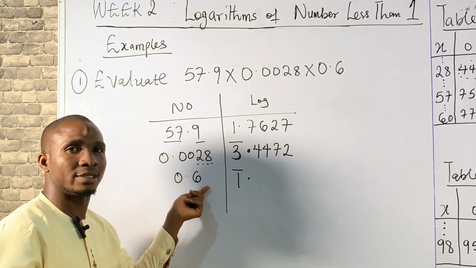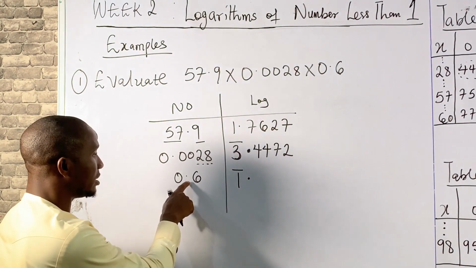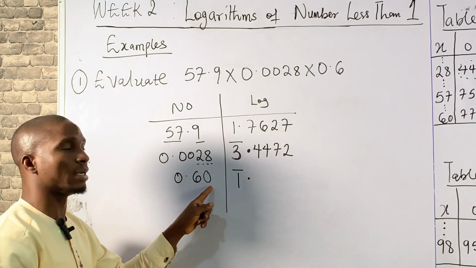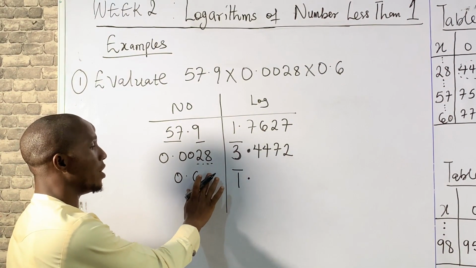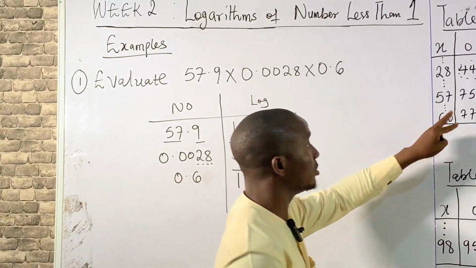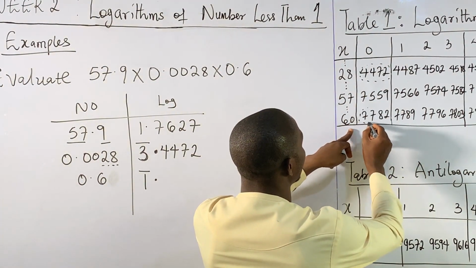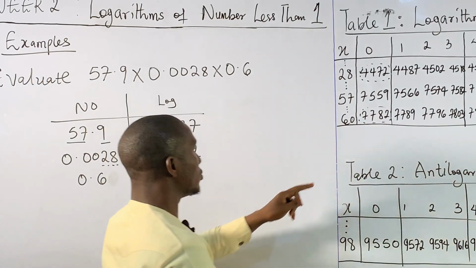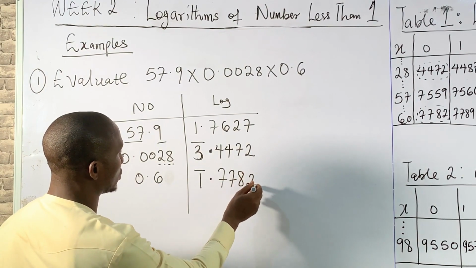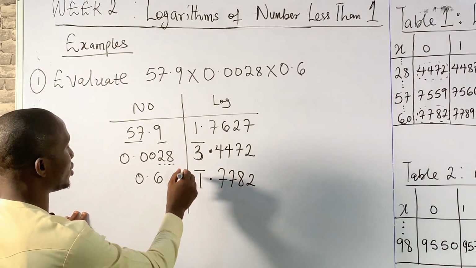You check for 60 and not for 6, since the smallest number is 10. This is the same thing, because 0.60 is the same thing as 0.6. So you check for 60 under 0 in the logarithm tables. That will be 7782. So we come back here and insert 7782. Now, in between the three numbers is multiplication, which means addition in logarithms.